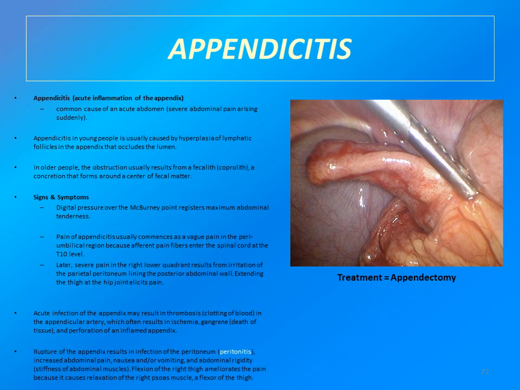and pain of appendicitis usually commences with vague pain in the periumbilical region. Later, severe pain presents in the lower right quadrant. Acute infection of the appendix may result in thrombosis or blood clotting in the appendicular artery, which then results in ischemia and gangrene, as well as perforation of the inflamed appendix. Rupture of an appendix results in infection of the peritoneum or peritonitis. Treatment is appendectomy.